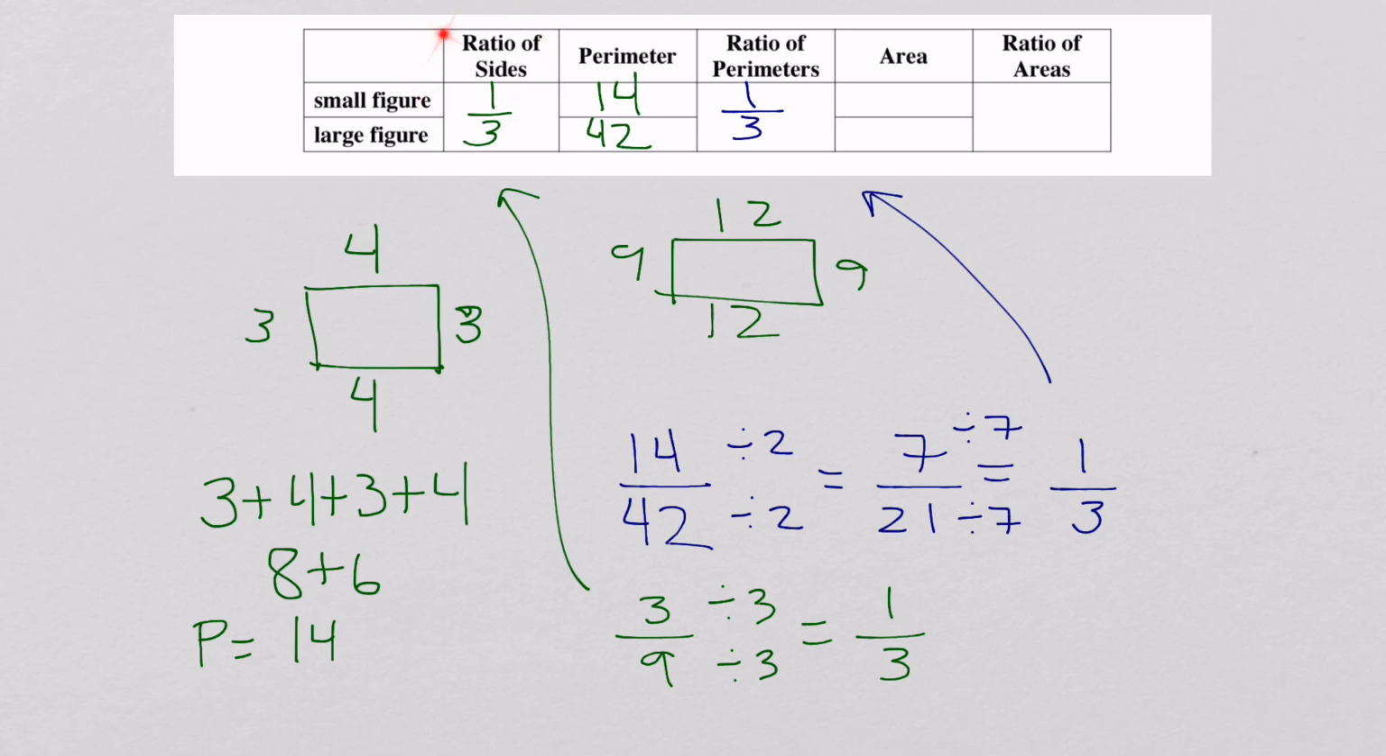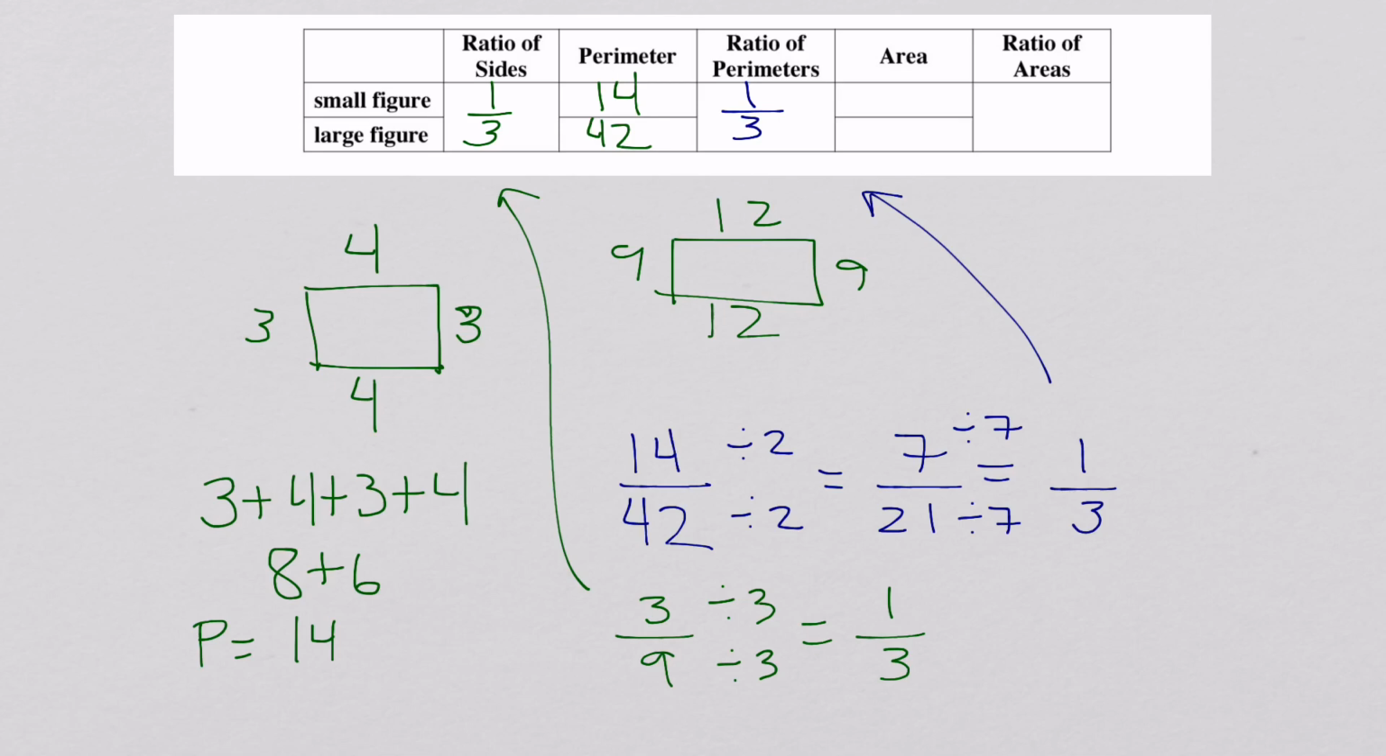So notice what you can see here. The ratio of sides is the same as the ratio of perimeters. The zoom factor is the same as the ratio of perimeters. They are 1-to-1 pretty much, okay?